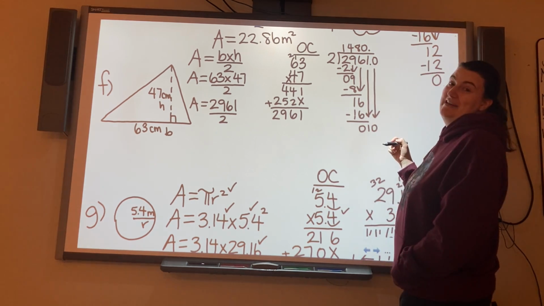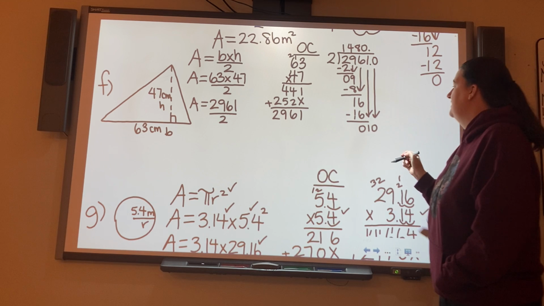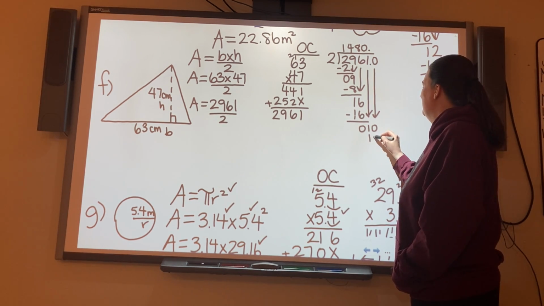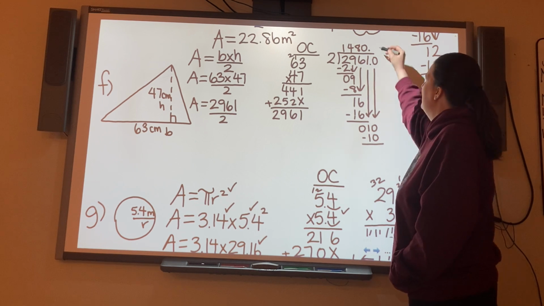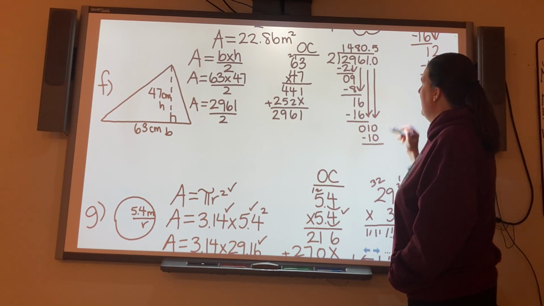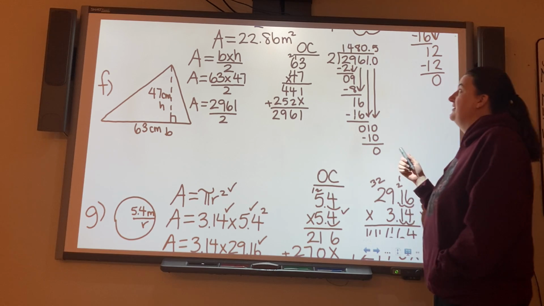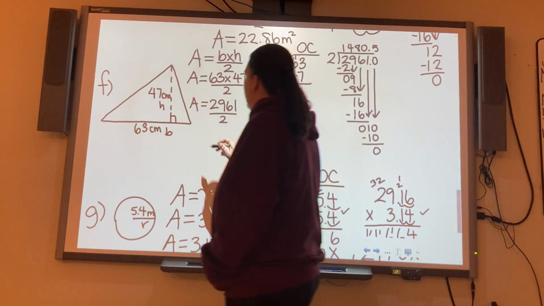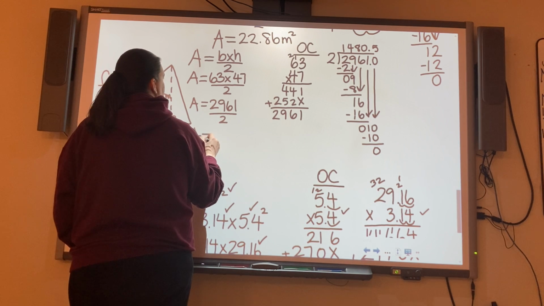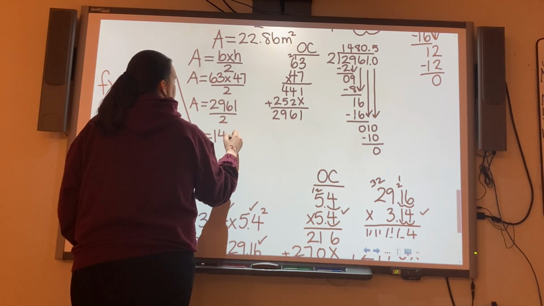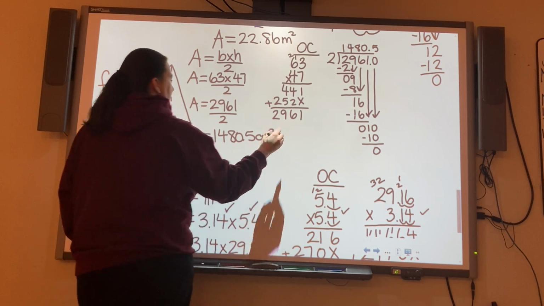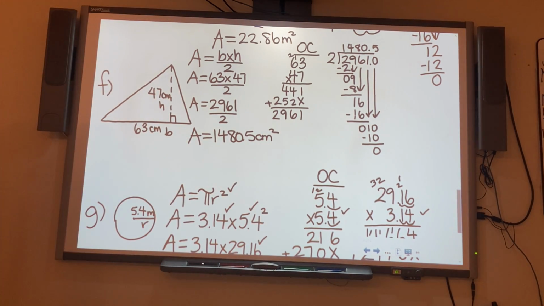But it can go into 10. So 2 into 10, you look down your 2's, the closest thing without going over, look on the side, what's going to be in your answer, 0 remainder. So 1,480 and 5, that's the area of your triangle. Centimeters squared. Don't forget that part.